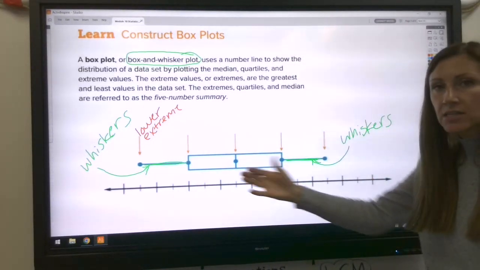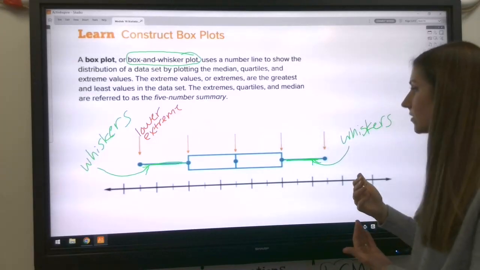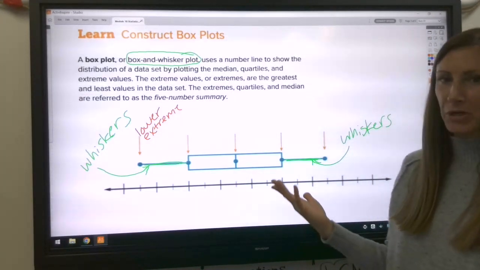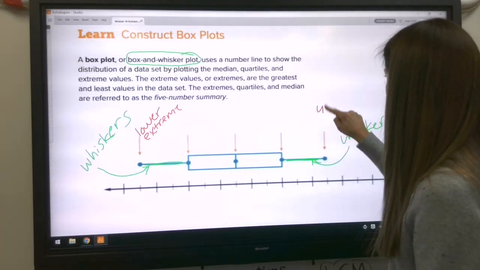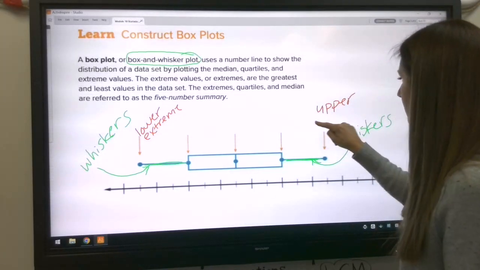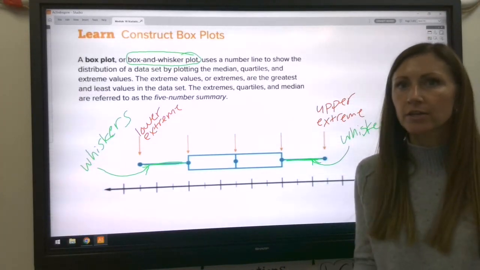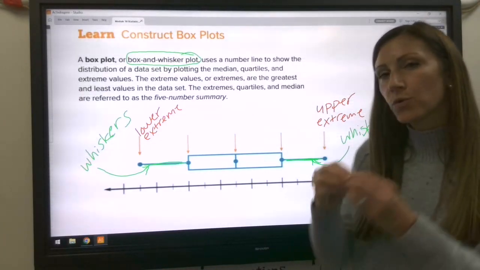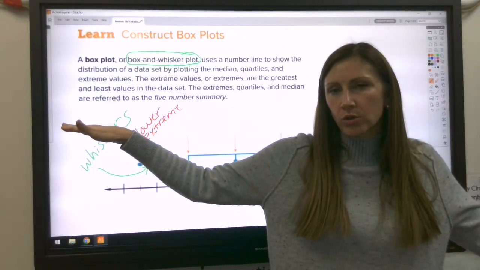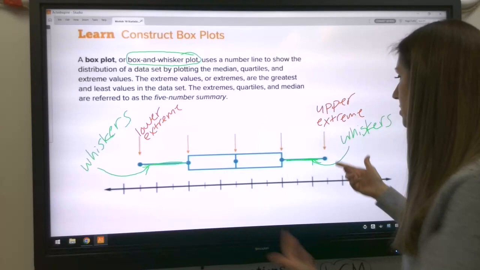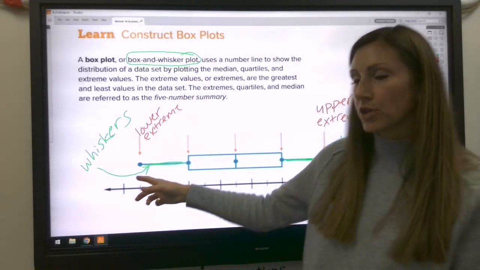And then this is as big as your data gets. So they don't call it greatest, it's called the upper extreme. So label that. Still means greater, still means the largest. So those lines, those whiskers, are going to go all the way out, which really is then your information for your range, right? You have your greatest piece of data and you have your lowest piece of data.